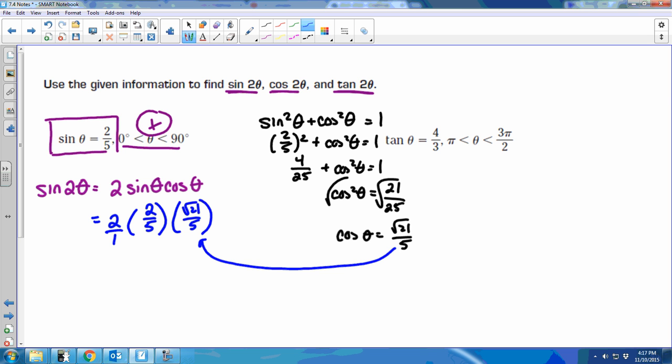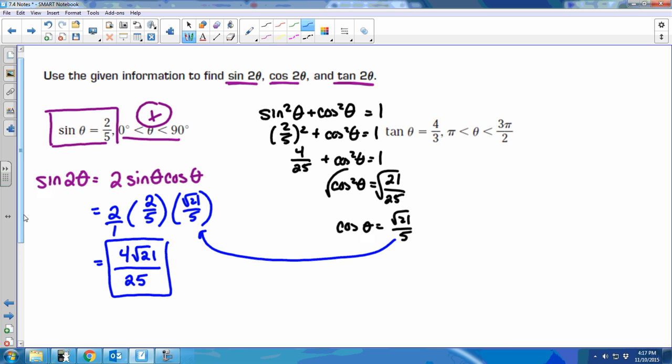Once I have that, I can plug it into the identity and just multiply straight across. 2 times 2 is 4 times the square root of 21 is 4 square roots of 21. And 5 times 5 is 25. There's sine 2 theta. It took some work to find the missing piece, but the actual identity part wasn't that bad. So we found sine 2 theta.